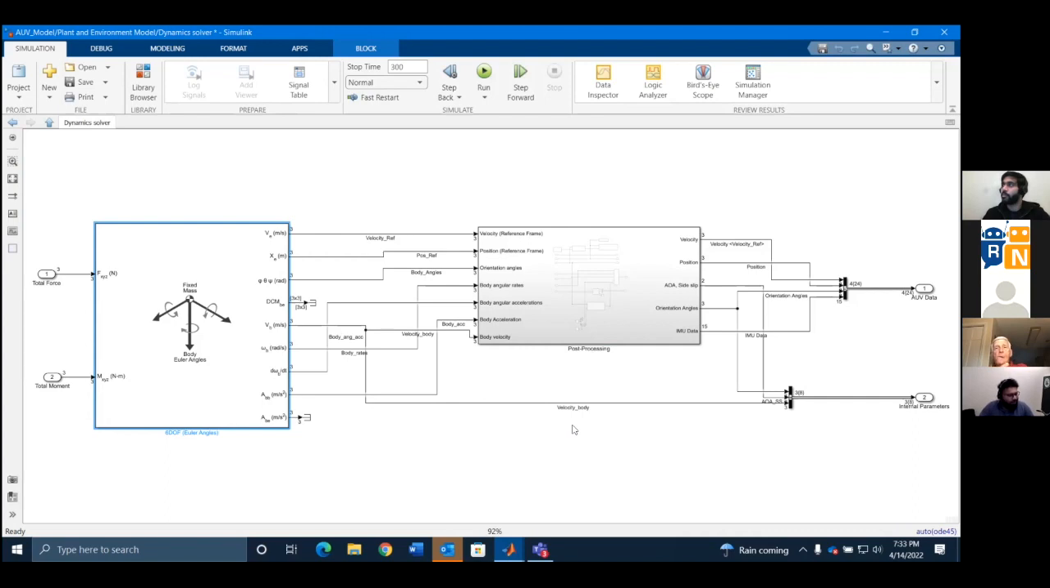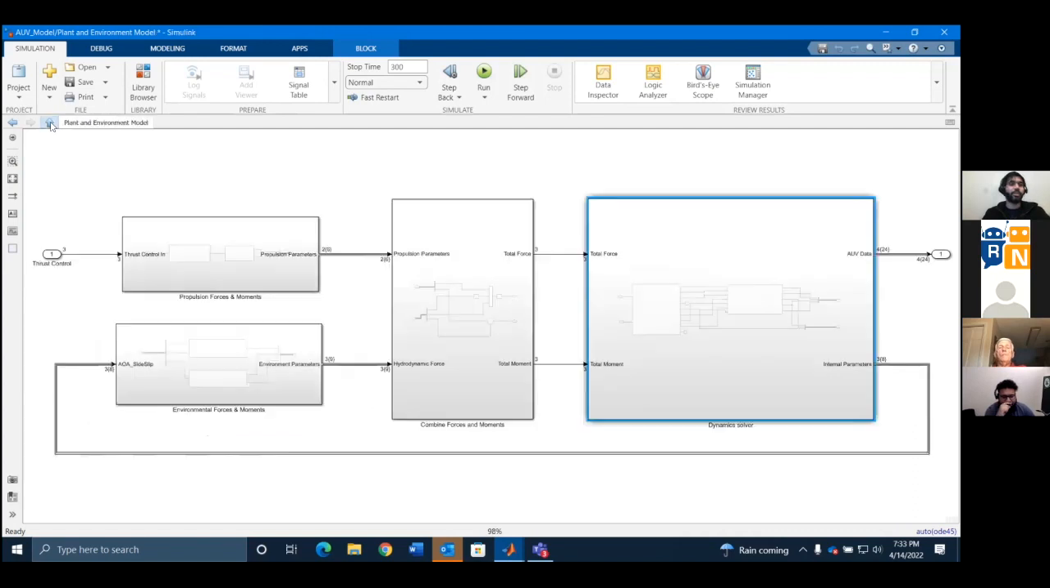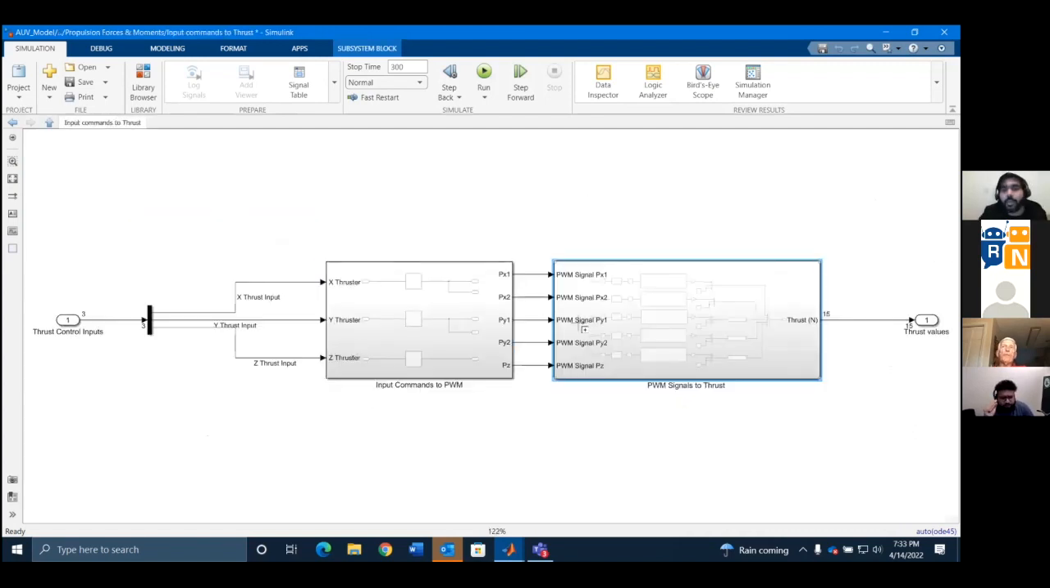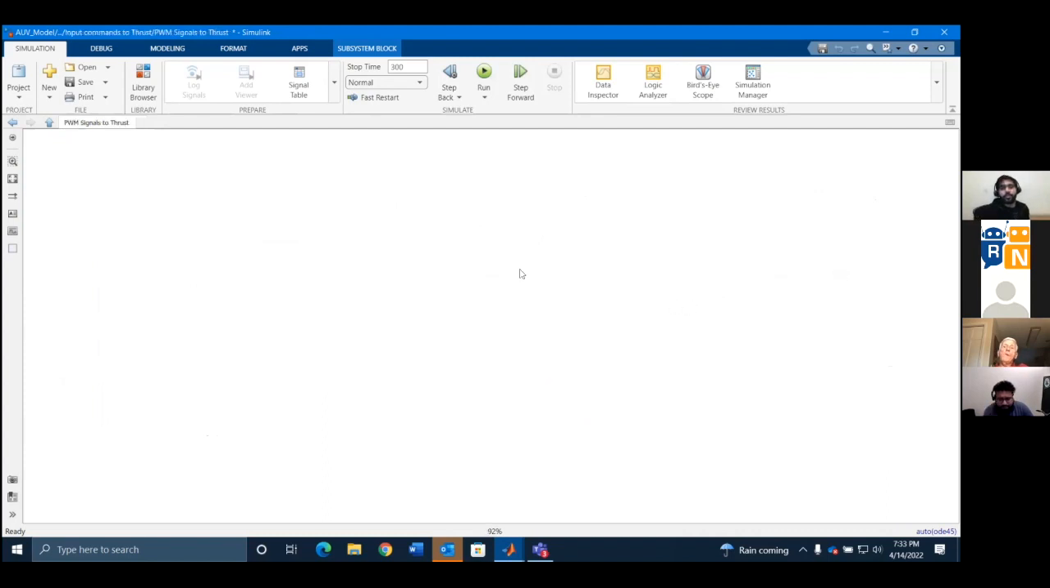Perfect. Okay. We have a second question from Bashir, who's wondering about how you can add other thruster configurations. That's a good question. Shubham, can you go up a couple levels in the model to the thruster? Yeah. So here. This one. Yeah. If you go right there.